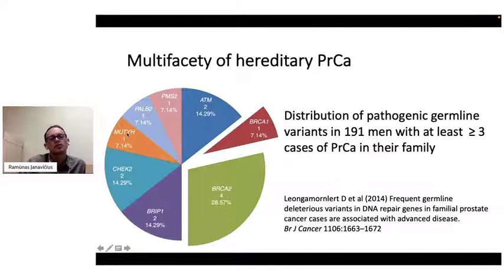The MYH gene is responsible for a specific autosomal recessive type of adenomatous polyposis, and it's actually quite an unusual finding with prostate cancer. And the PMS2 gene comes from the Lynch syndrome gene family, the so-called mismatch repair genes. So there were some initial attempts to find out the larger picture of this hereditary cancer.